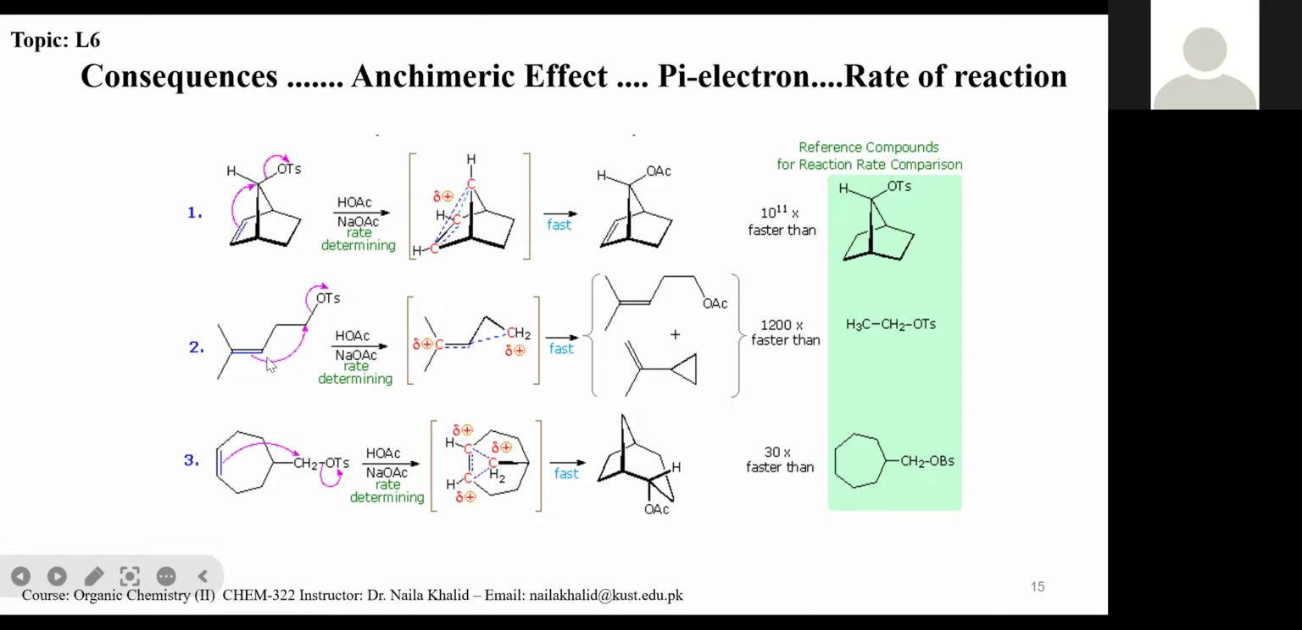Similarly, here this double bond is acting as a neighboring group, interacting with this center, and this type of intermediate is formed, and then you get the nucleophilic substituted product. This is the elimination product. This type of nucleophilic substitution is 1200 times faster than the standard one. Similarly, this is also assisting and you will get this intermediate, and this is also fast, 30 times faster than the standard one.